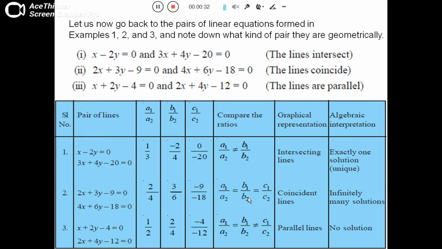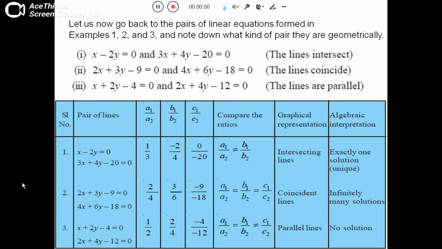Therefore, if they are equal, graphically you have confirmed that the lines were coincident, and here the algebraic method is also giving infinitely many solutions. It means both the lines are overlapping each other.